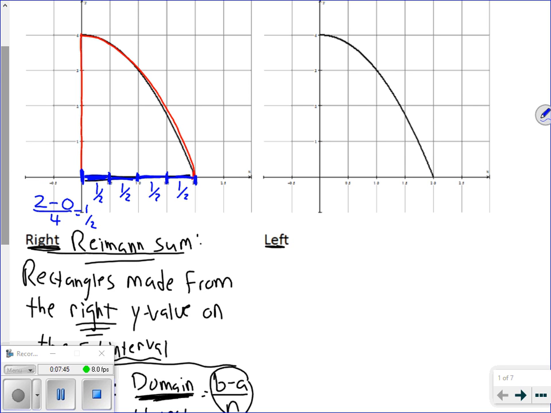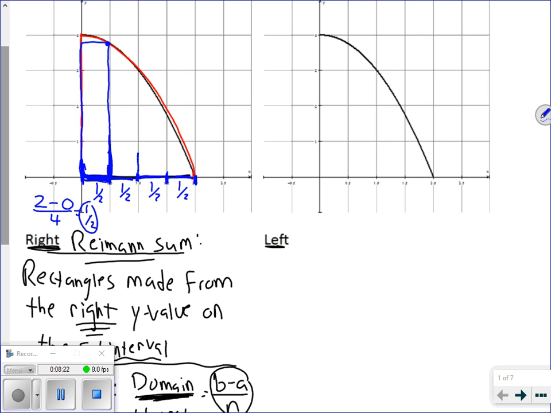Do we see that? Okay, that's what I mean when I'm talking about the base. You just take your interval and divide by the number of rectangles, and that tells you the length of your rectangles. Now, this is my first rectangle right here. Then a right Riemann sum uses the right side of the rectangle to approximate. So that right side is going to touch the y value up there. So that is my first rectangle.